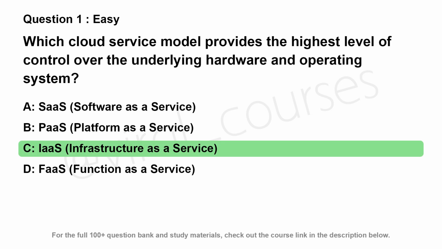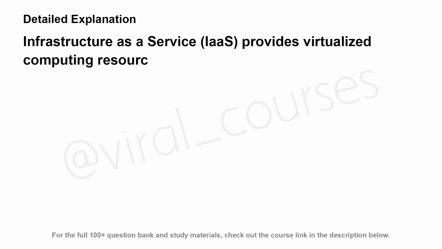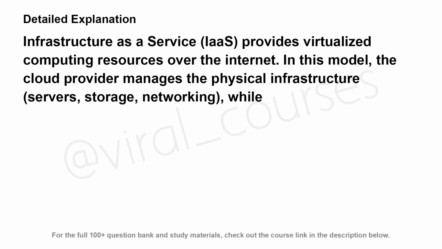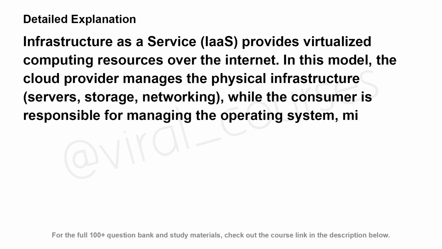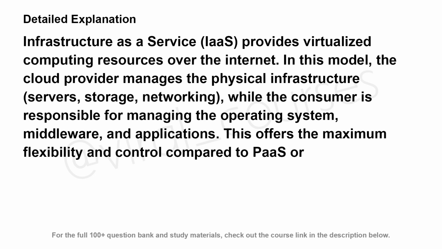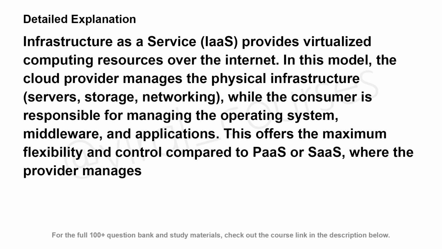The correct answer is C, Infrastructure as a Service. IaaS provides virtualized computing resources over the internet. In this model, the cloud provider manages the physical infrastructure, servers, storage, networking, while the consumer is responsible for managing the operating system, middleware, and applications. This offers the maximum flexibility and control compared to PaaS or SaaS, where the provider manages more layers of the stack.